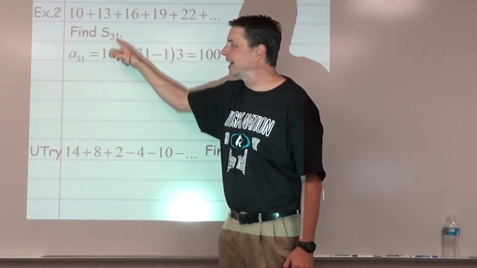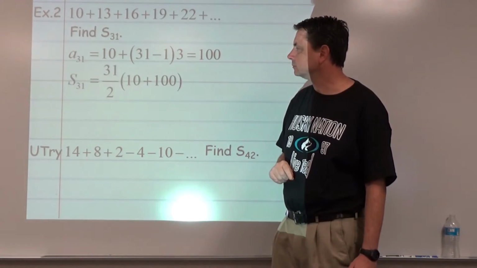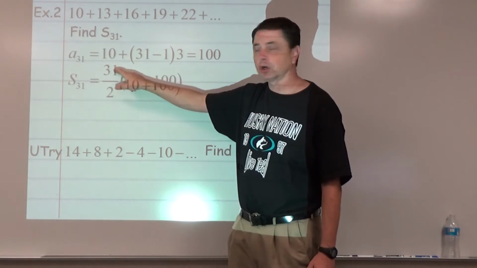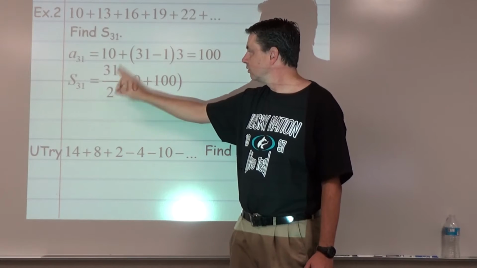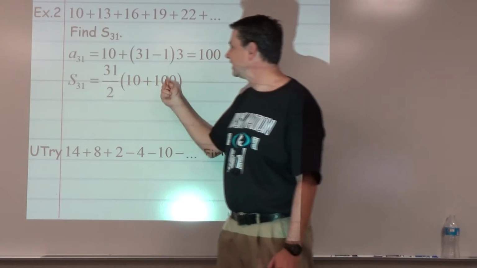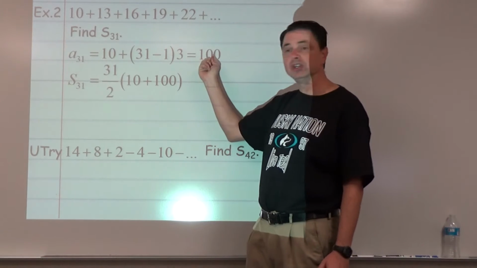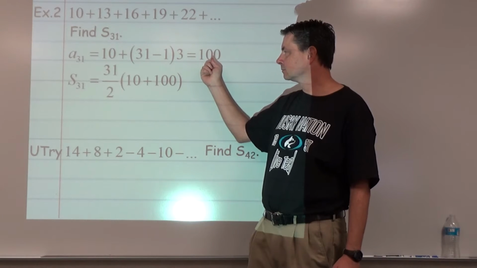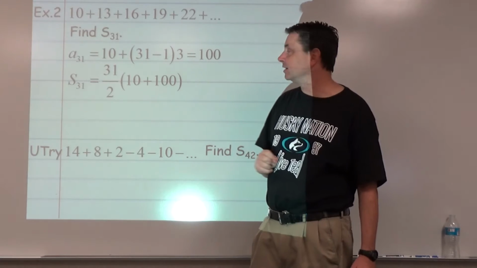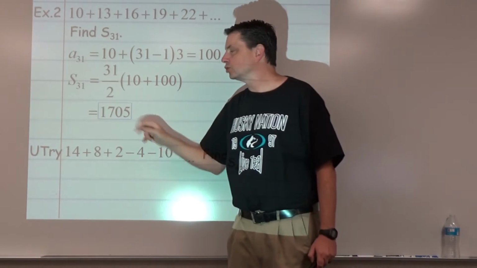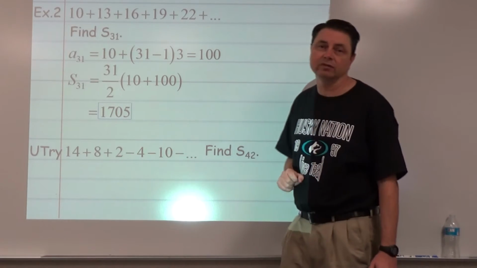Now we're ready to do S sub 31. Number of terms divided by 2, times first and last. And when we say last, we're talking about the 31st one that we just found. So we're ready to hit that into the calculator, and you should get 1,705.